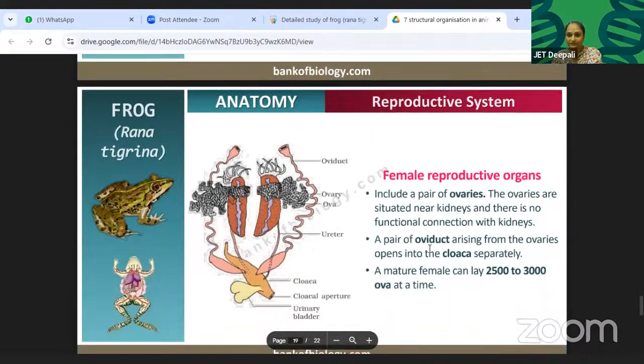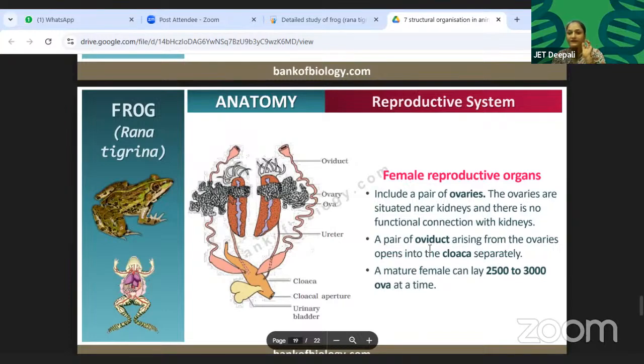Female reproductive system: they include a pair of ovaries. The ovaries are situated near kidneys, but there is no functional connection with kidneys. Male reproductive organs have a functional connection with the kidneys, because through the ureter they transfer their sperm. They are following the same path.